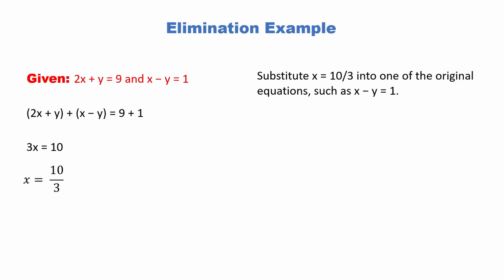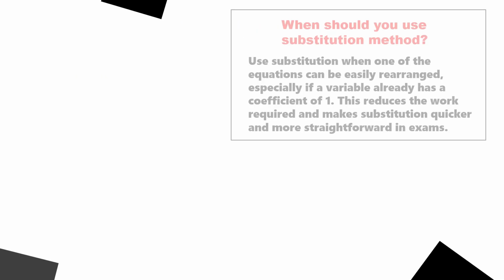Now, substitute this value into one of the original equations. Using x minus y equals 1, we get 10 over 3 minus y equals 1. Solving this gives y equals 7 over 3. Therefore, the solution is x equals 10 over 3 and y equals 7 over 3. Now, let us briefly compare the two methods.